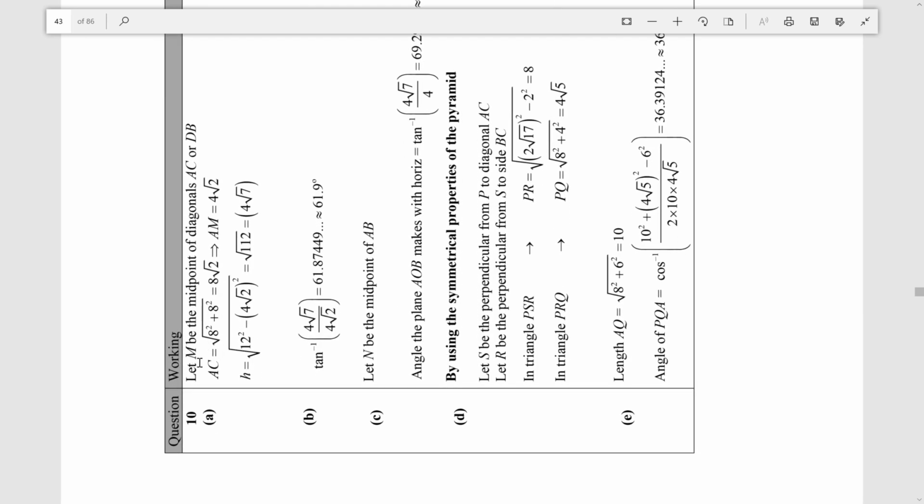Now, let M be the midpoint of diagonals AC or DB, and so on. So we said it was the center of the plane ABCD, but it is probably better to say it is the midpoint of one of these diagonals because they want you to be more precise about what center you are actually talking about. And we find H with the Pythagorean theorem, then we can find this angle with the inverse tan of H over something else, and we got 61.9 degrees.